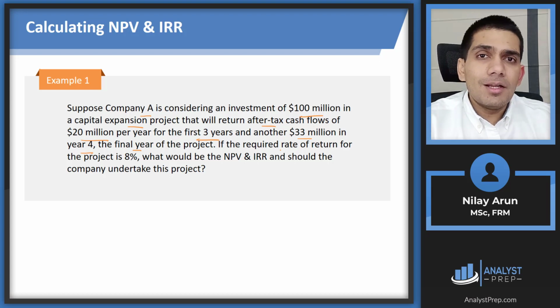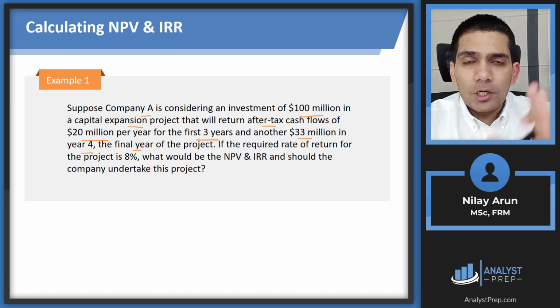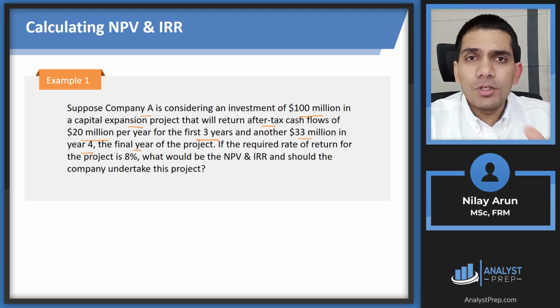So minus 100 is your cash outflow at time period 0. Then you're going to make 20 million every year for the first 3 years. So minus 100 followed by 20, 20 and 20 for year 1, 2 and 3. And in your last year, you're going to make 33 million. So those are the cash flows that you have from this project. If the required rate of return of the project is 8%, so that is your discounting rate that we will be used for the NPV calculation, what would be the NPV and IRR, and should the company undertake this project?